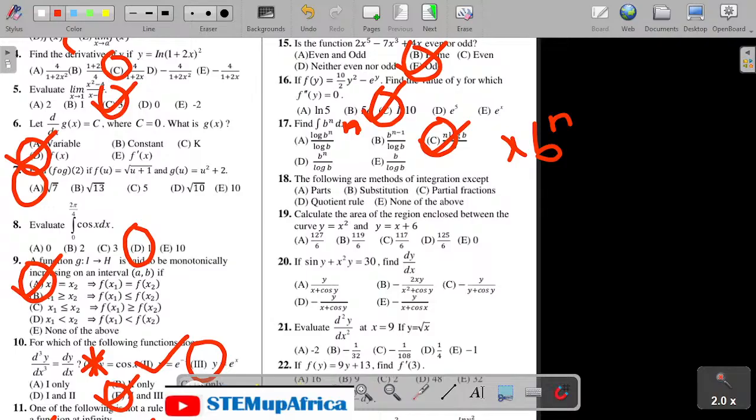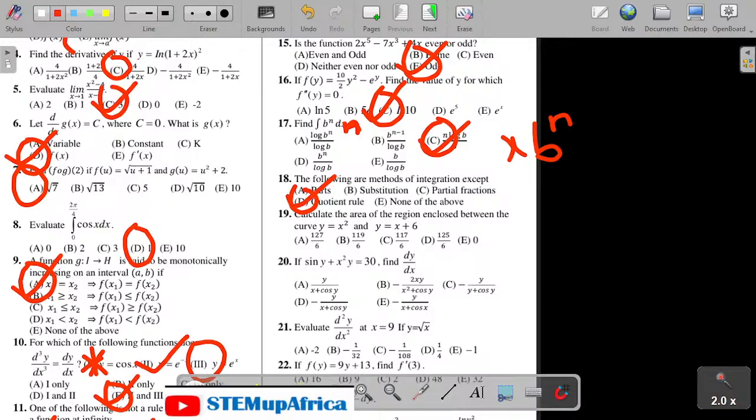So let's look at question 18. Which of the following is a method of integration? We have integration by parts, integration by substitution, and integration by partial fractions. We don't have anything like the quotient rule in integration. That is under differentiation.